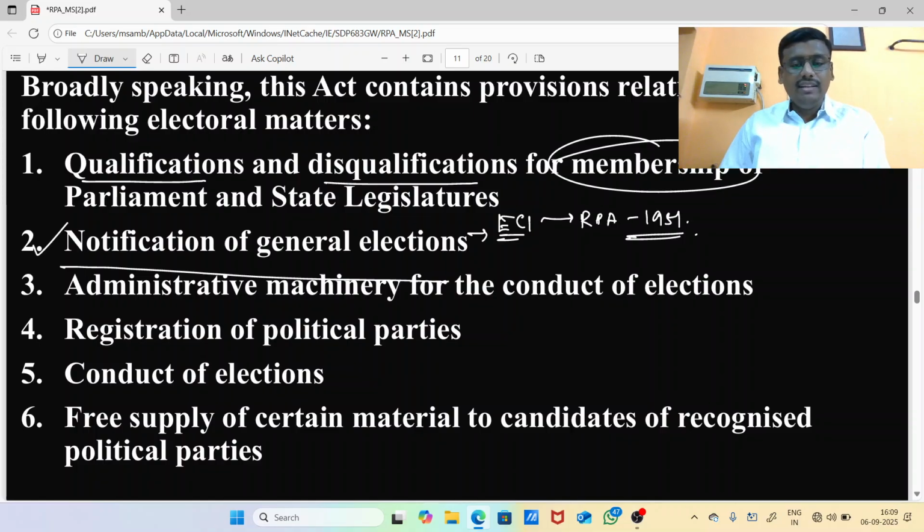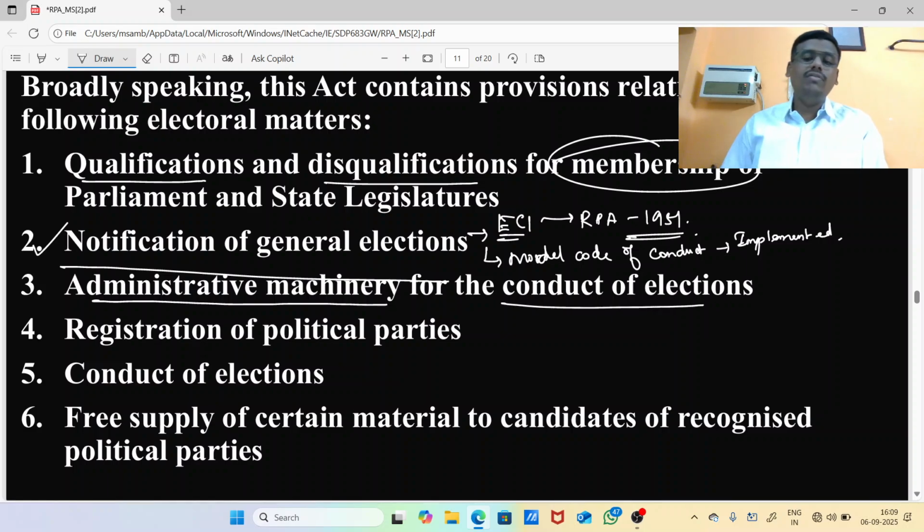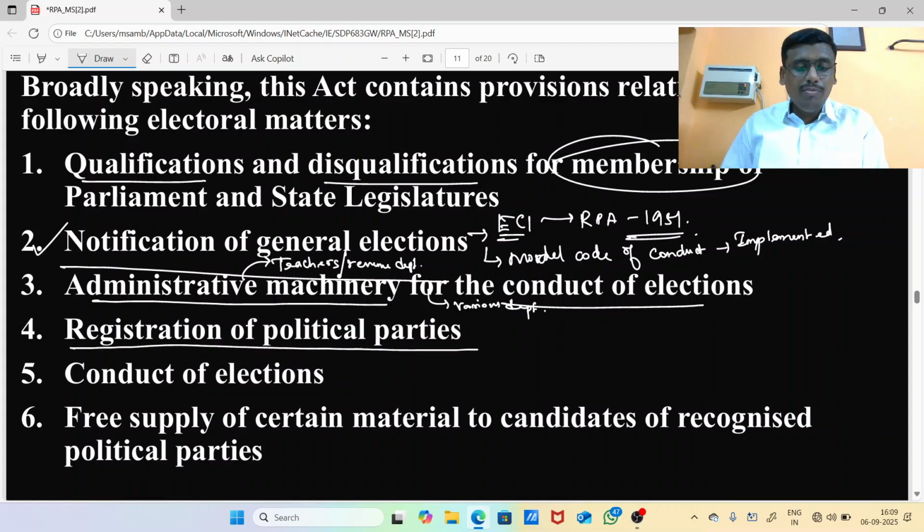Whenever the election date is announced, from that time the model code of conduct will be implemented. And then there is the administrative machinery for the conduct of elections. The administrative machinery involves school teachers, revenue department workers, and various other departments of the government, who would be engaged in conducting the elections. And there is the registration of political parties.